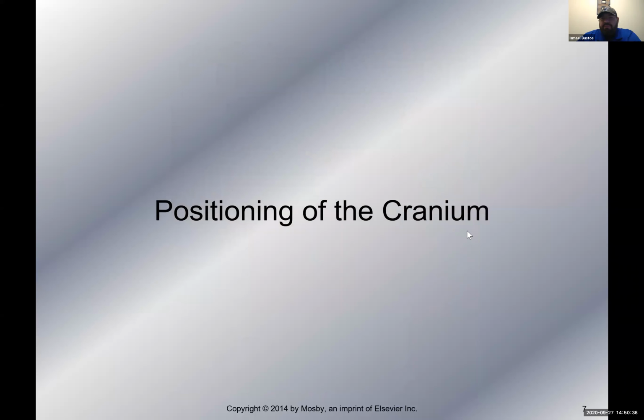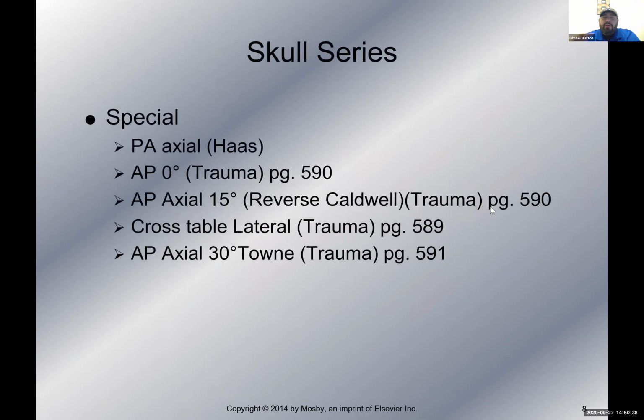All right, so now we get into the position of the cranium. So these are the special projections we're going to talk about today: the PA axial Haas method, AP 0-degree trauma, and the AP axial 15-degree to reverse Caldwell. It's done for trauma. So I know we normally do a Caldwell as a PA projection, but this one is trauma, so it's going to be done as an AP. A cross-table lateral trauma, and then an AP axial 30-degree trauma.